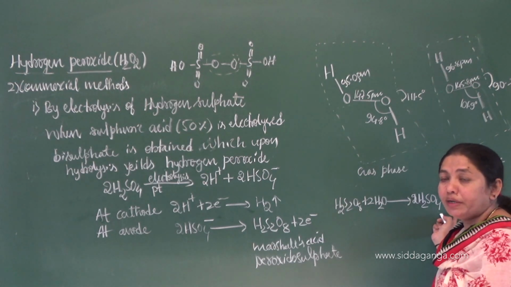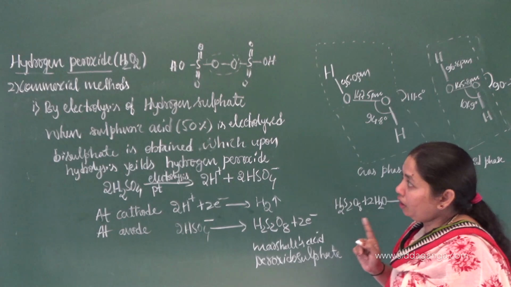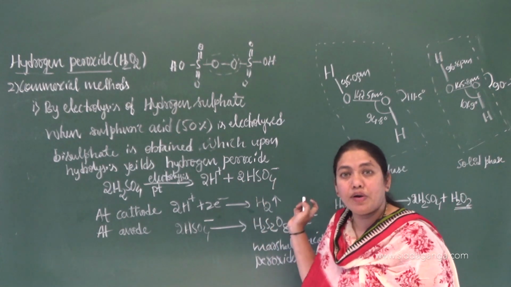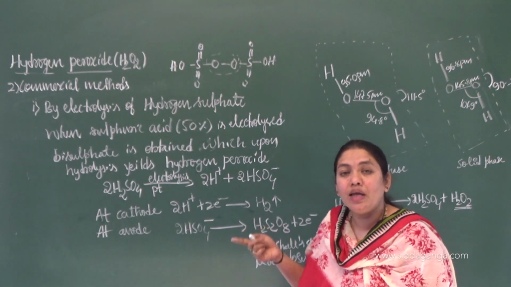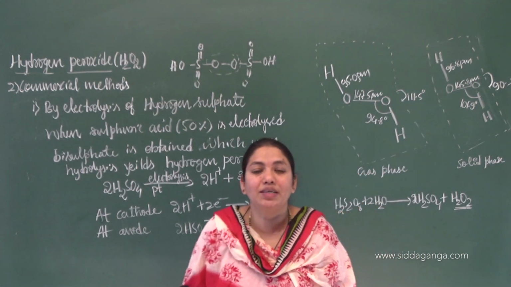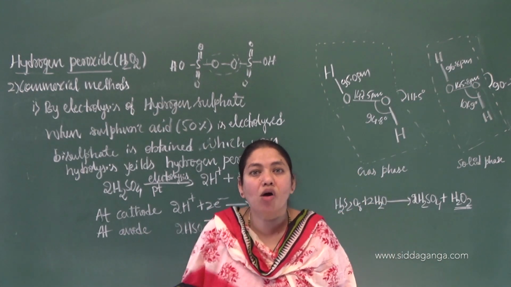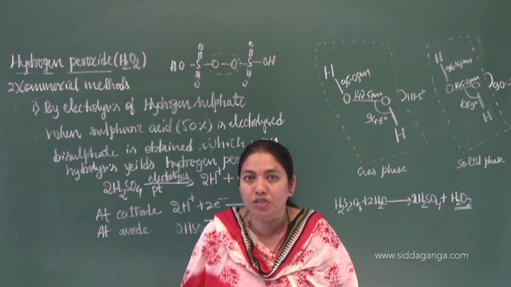So very important method this is. And I told you, if it is concentrated, the products are hydrogen and hydrogen peroxide. If it is dilute sulfuric acid, the products will be hydrogen and oxygen. That is a very important concept, right?